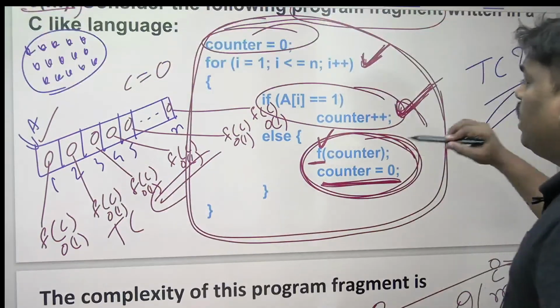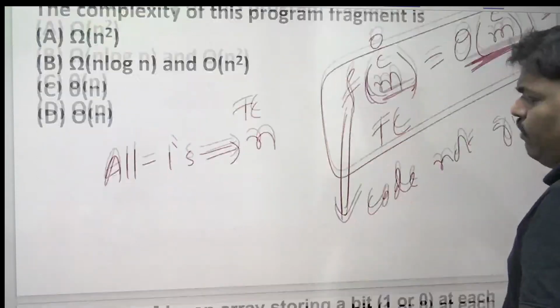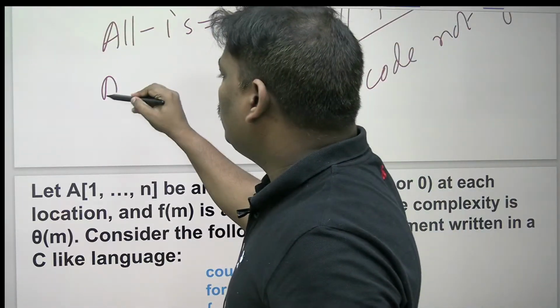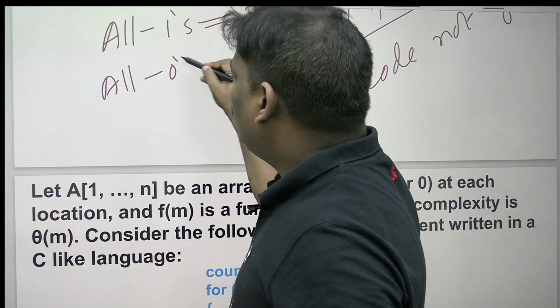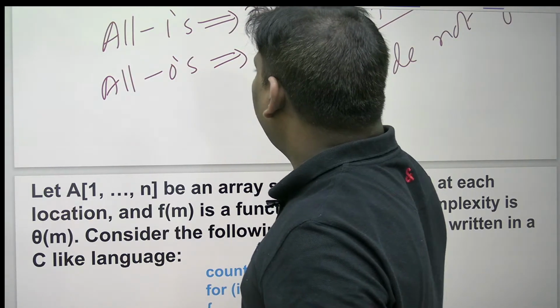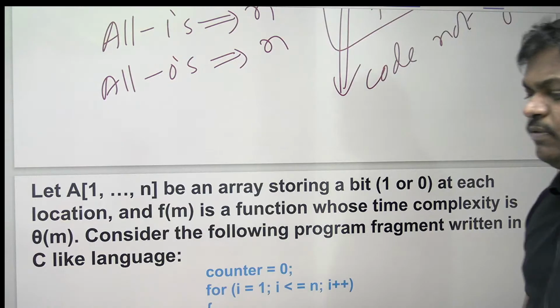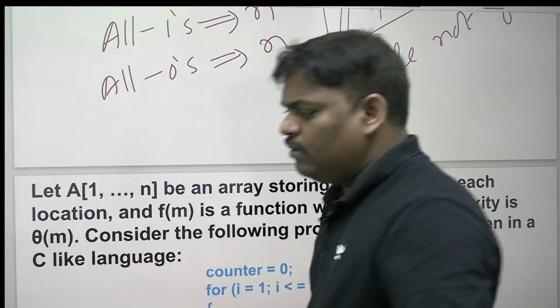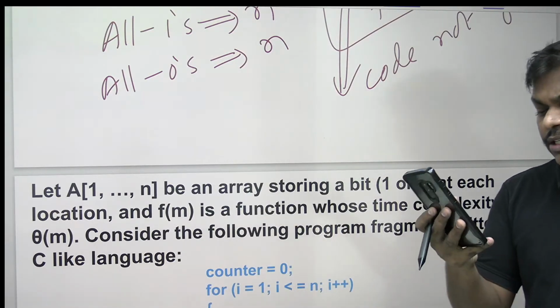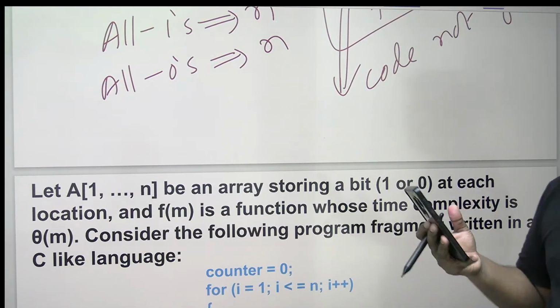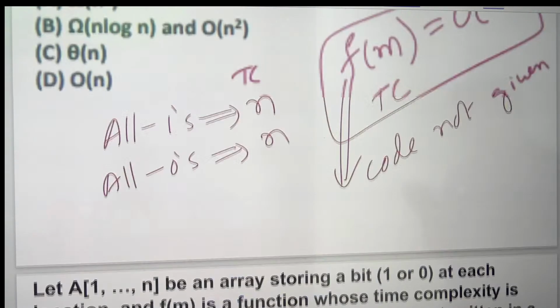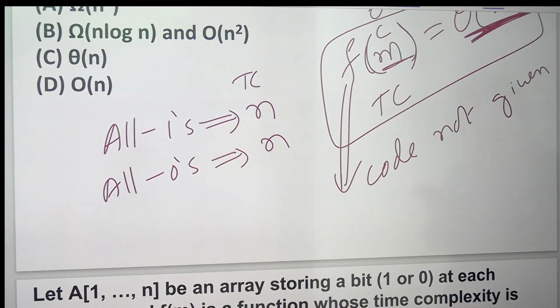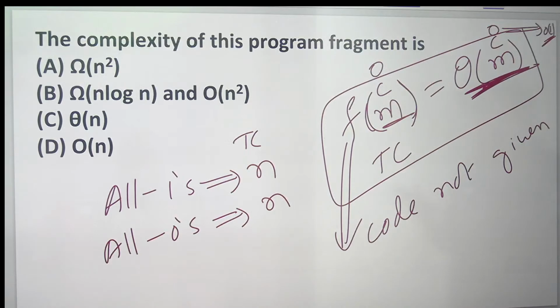So this loop is going on n times. So remember everyone, all zeros also has time complexity n only. This is the twist in this problem. Please be careful. All zeros also time complexity n, all ones also time complexity n.